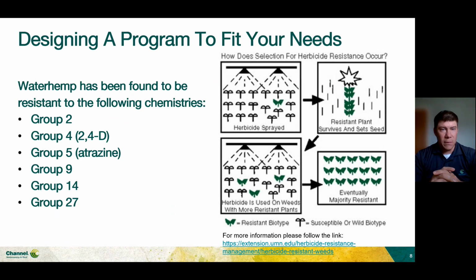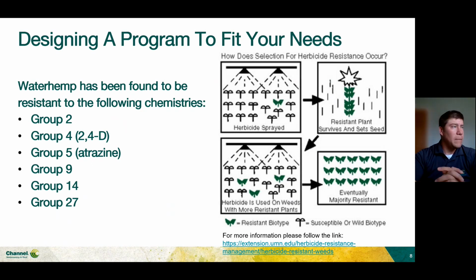Group 14s would be your PPOs, and then group 27s is kind of your HPPD inhibitor. So there's a lot of resistance out there to water hemp, and that's just one example of a weed that we've got to really consider. Hey, how many effective sites of action do we have when we're going to control that weed?